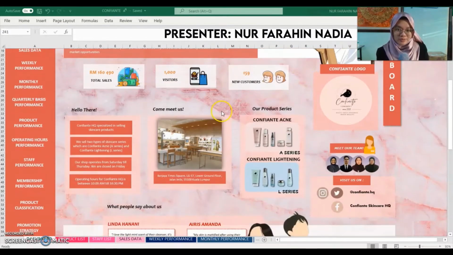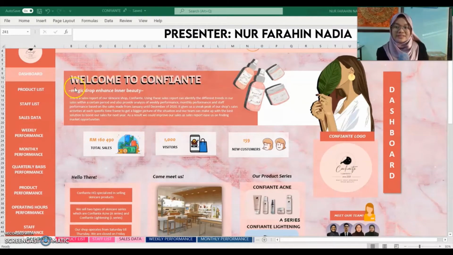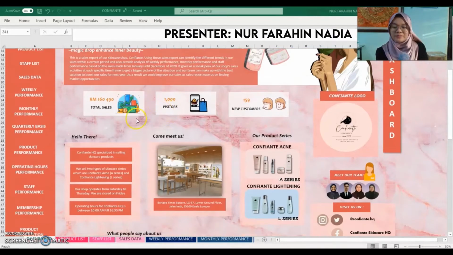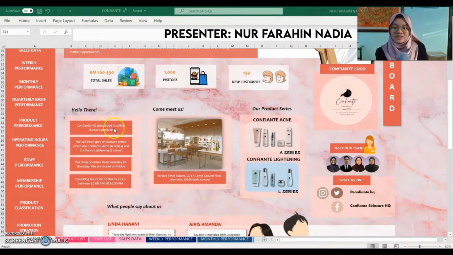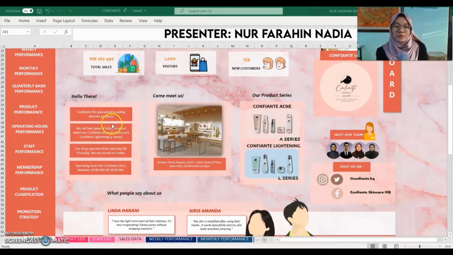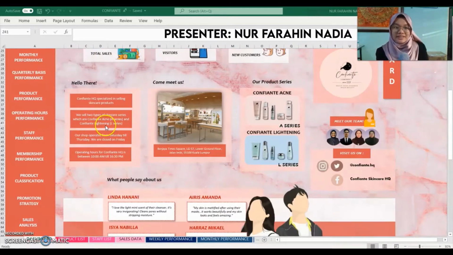So this is our dashboard. This is our logo. We name our skincare product Confiante and our tagline is Magic Drop Enhance Inner Beauty. Confiante HQ specializes in selling skincare products. We sell two types of skincare series, which are Confiante Acne A series and Confiante Lightening L series.